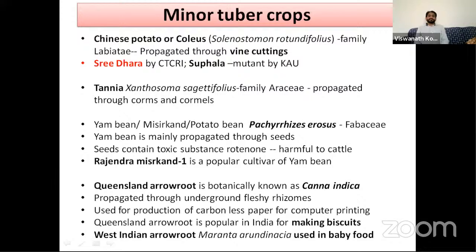Queensland arrowroot, known as Canna indica, and arrowroot biscuits are very popular in India because the starch of the arrowroot is very simple. The starch of the arrowroot can be digested very easily in the human stomach. So the starch of the arrowroot is used for preparation of baby foods, like Cerelac and some other baby foods. They use arrowroot starch because it is a very simple starch and can be easily digested. The West Indian arrowroot is Maranta arundinacea.